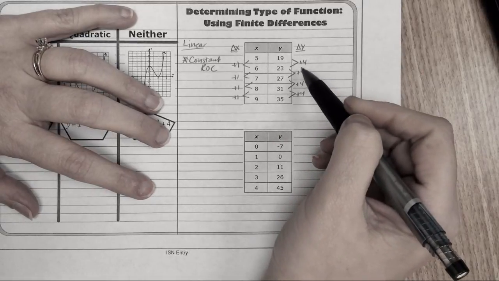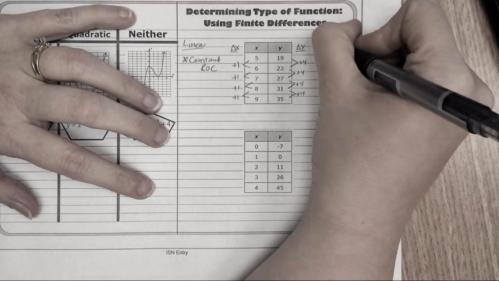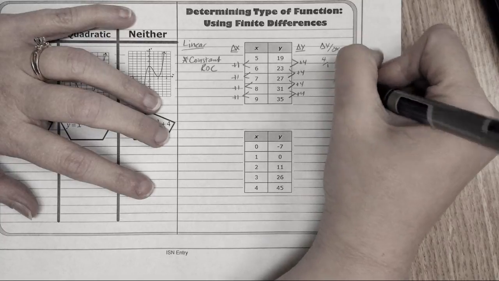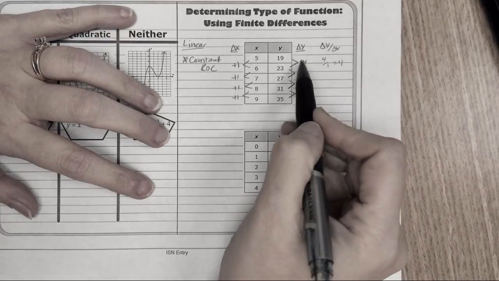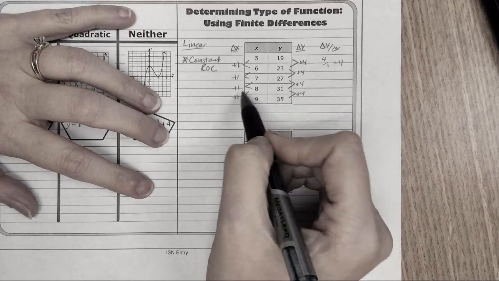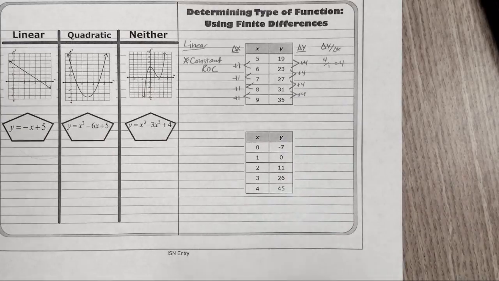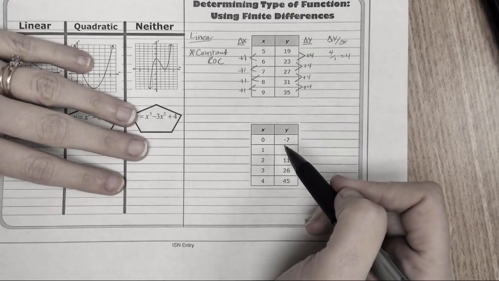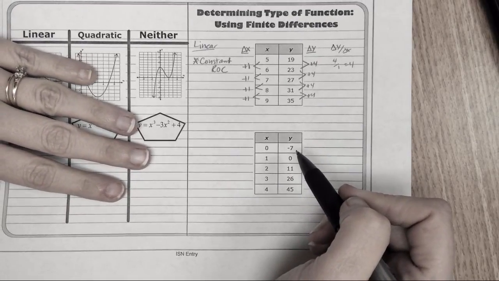I can tell already, without even actually writing out delta y over delta x, which is 4 over 1 for every row. I can tell 4 over 1, 4 over 1, 4 over 1. I've got the same rate of change. This has a constant rate of change. That makes it linear.